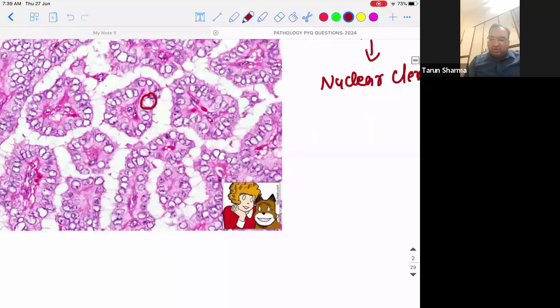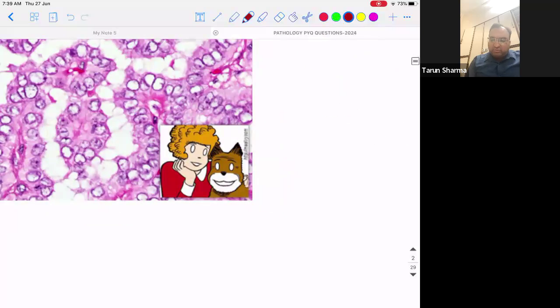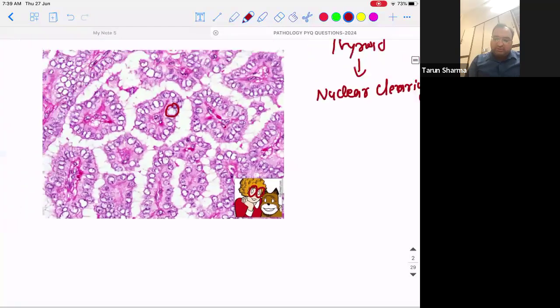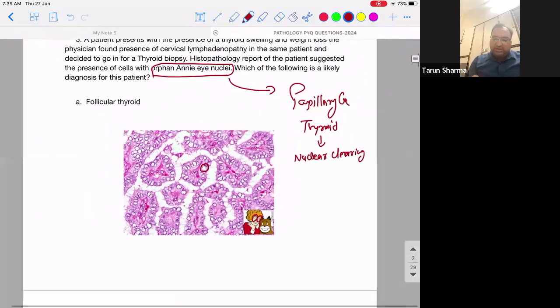The word Orphan Annie is used because of a cartoon character. There was an American program called Orphan Annie, and the eyes of this cartoon character are cleared from the center. So from here we got the word Orphan Annie nuclei. This is one of the very, very important things.